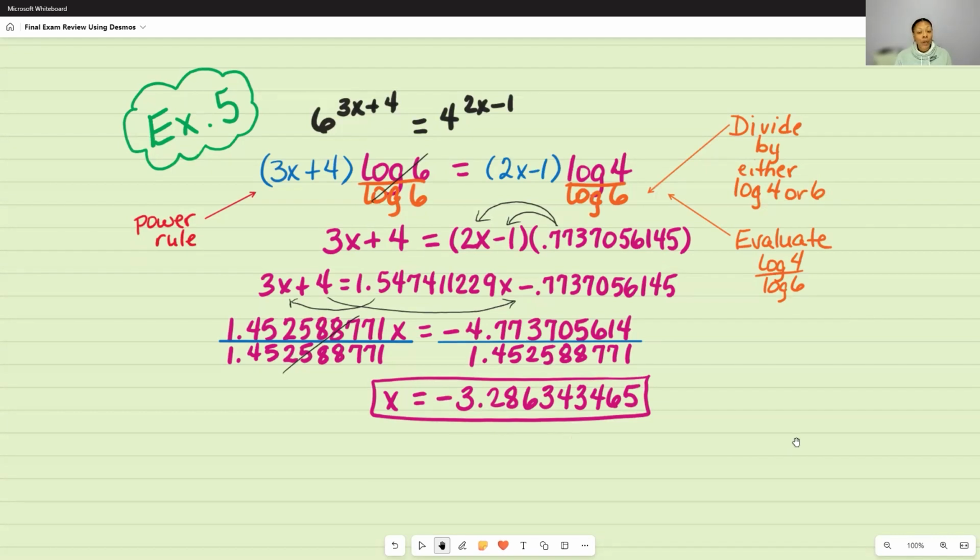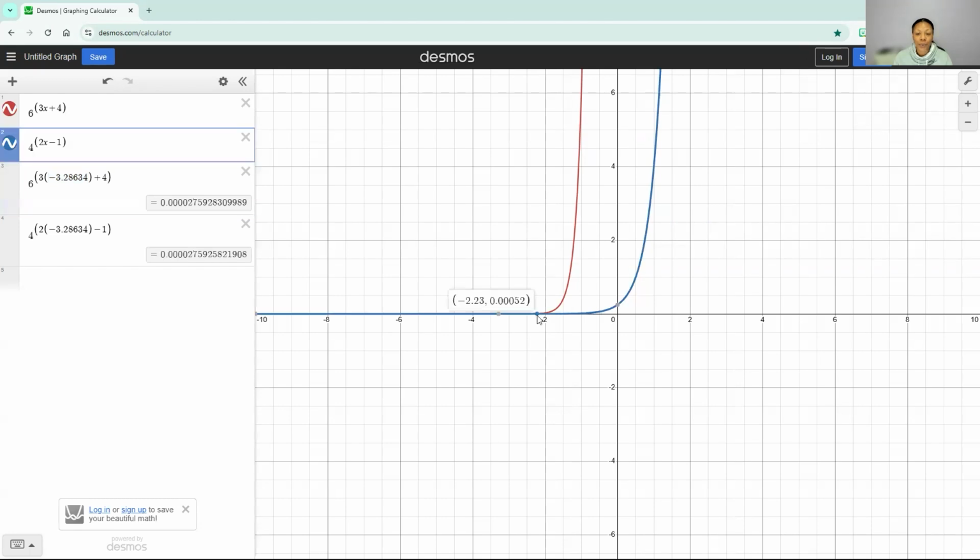When you're checking your work, do not take the check work answer. Whatever it said on the graph that x was, that's your actual answer. And again, if you just click on a graph, it will show you the different points there.